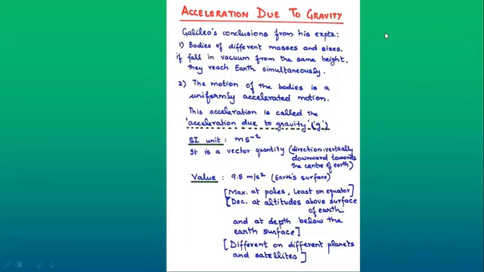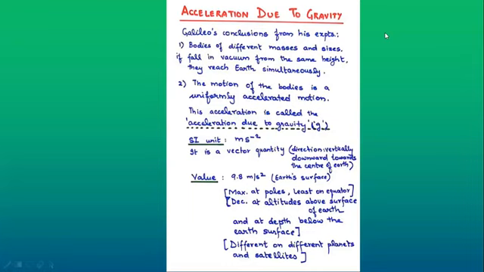Then secondly, the motion of the bodies is a uniformly accelerated motion. That means the velocity of the falling body is not constant, but it increases at a constant rate, which is called uniformly accelerated motion. And this acceleration is the same for all the bodies. So any body, of any shape and size, falling in vacuum on the surface of Earth will get accelerated with the same acceleration. This acceleration is called the acceleration due to gravity.